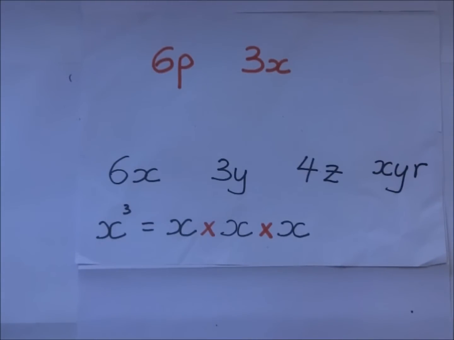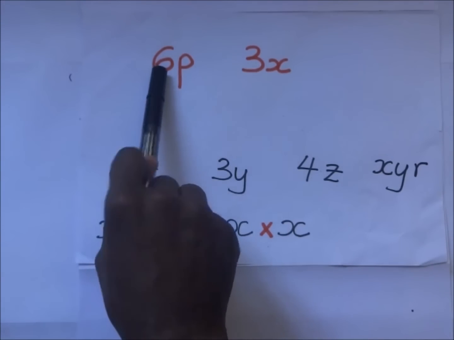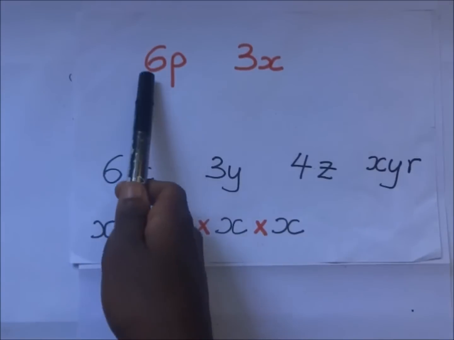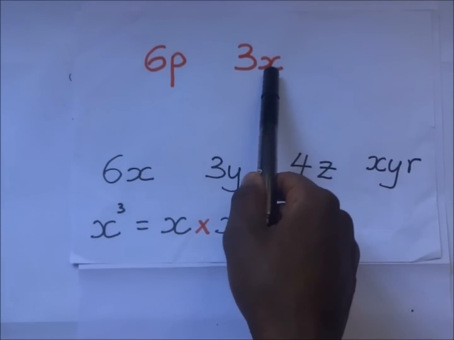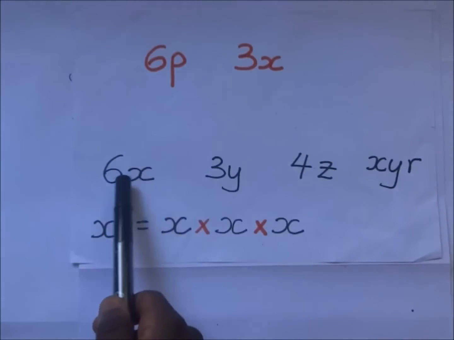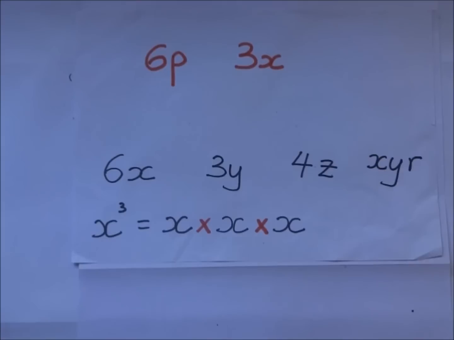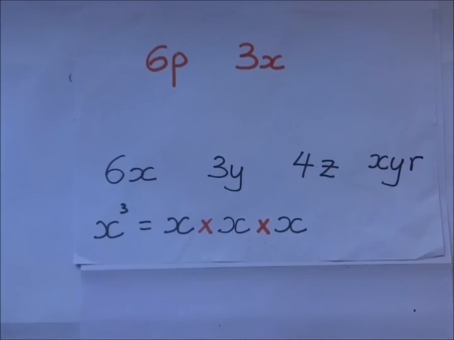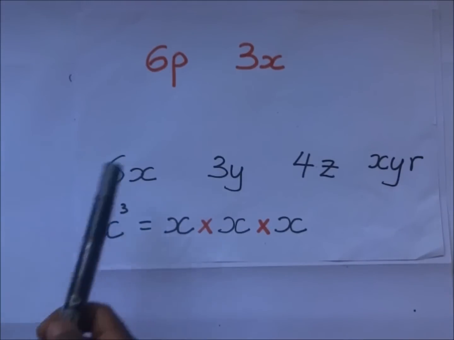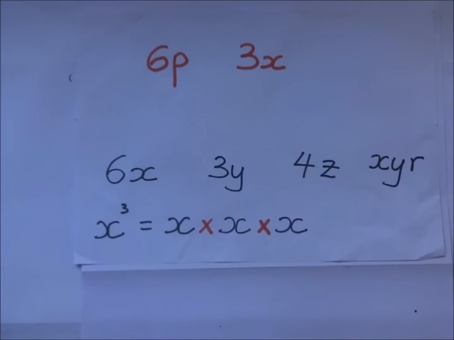The next, when a factor is multiplied by a variable, the factor is called the coefficient of that variable. For example, in our case here, the coefficient of p is 6. The coefficient of this variable x is 3. The coefficient of x here is 6. Coefficient of y is 3. Coefficient of z is 4. That is only when a factor is multiplied by a variable. When the factor is multiplied by the variable, that factor becomes the coefficient of that variable.